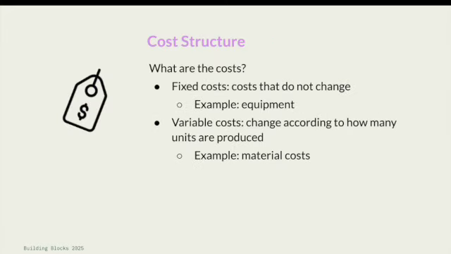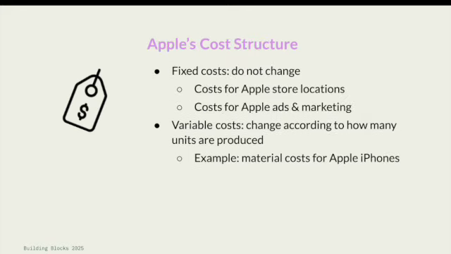Cost structure. What are the costs? Fixed costs are costs that don't change with how many units of iPhones are produced. For example, equipment. Variable costs change according to how many units are produced, so material costs. For the iPhone example, for the costs that don't change, it could be cost for Apple store locations or ads and marketing. For variable costs, this can include material costs of producing Apple iPhones.